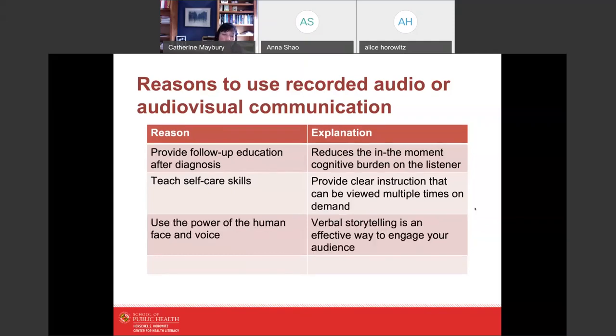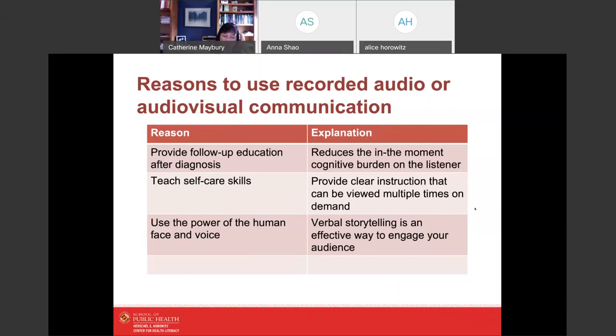And we can use the power of the human face and voice to engage our audience by telling stories. So we can tell our own stories, or we can use video testimonials created by others to tell stories of people who have the same health condition or health problem as our audience. And people often relate to the storyteller and become more engaged in the health task or health behavior.